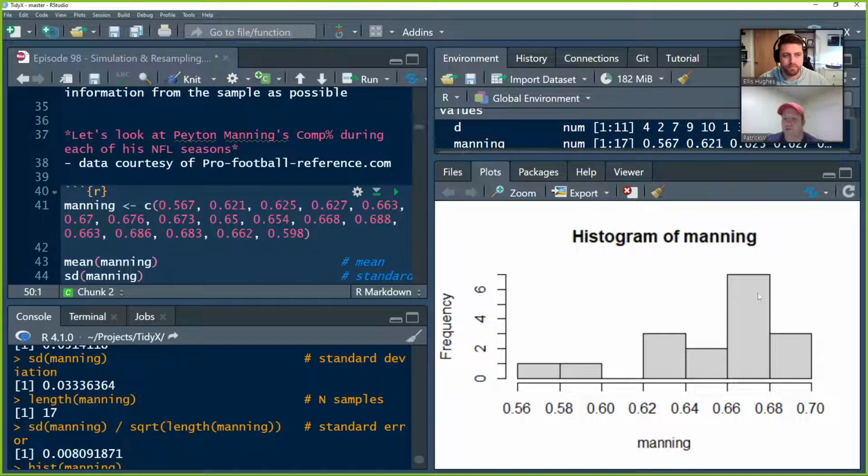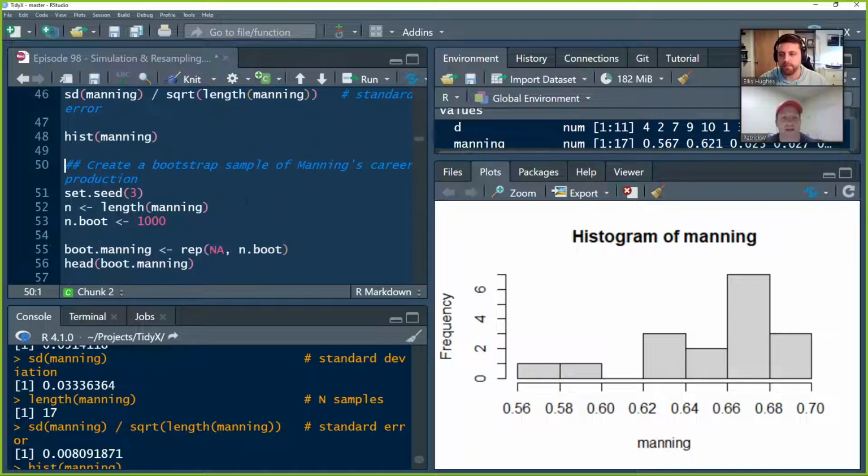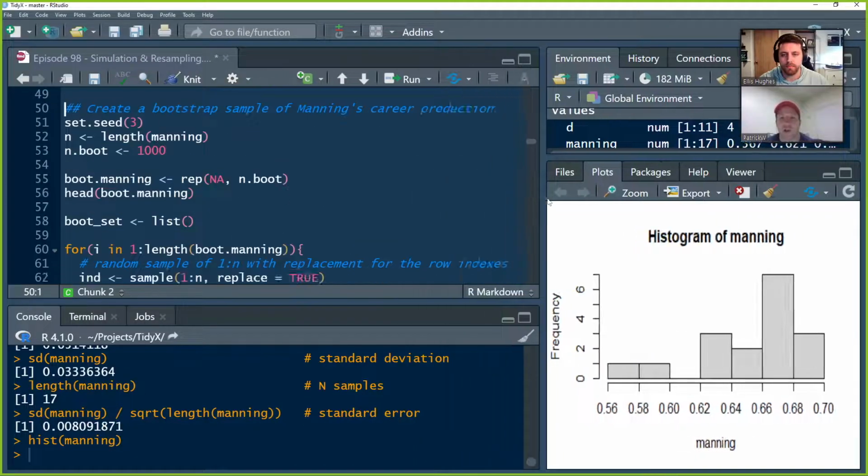So there's a few years where he was below average, particularly his rookie year where he threw a lot of interceptions. And then his last year when his neck was kind of failing him and he didn't throw the ball downfield as much. And then the majority of his career was up above 64%, in the 66% range. Okay, so let's create a bootstrap sample of Manning's career.